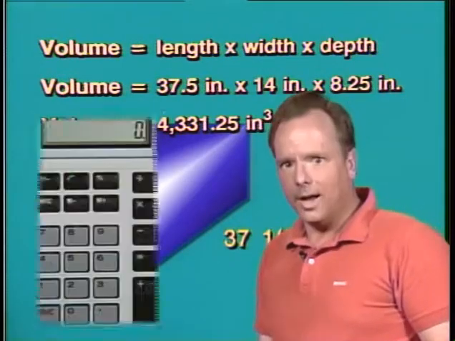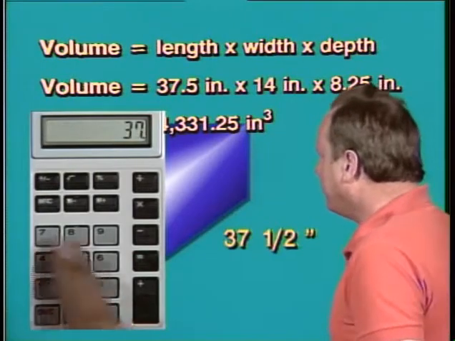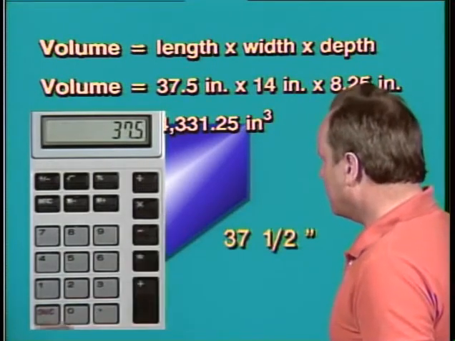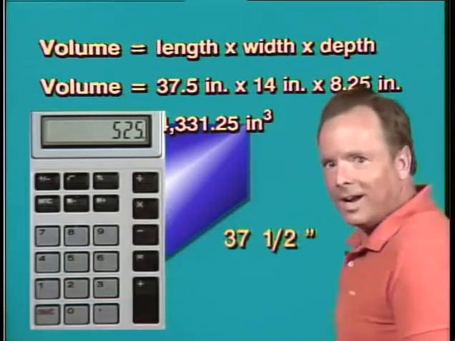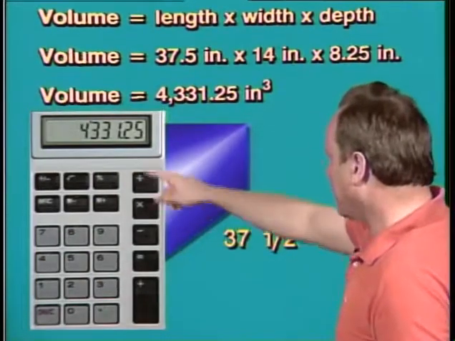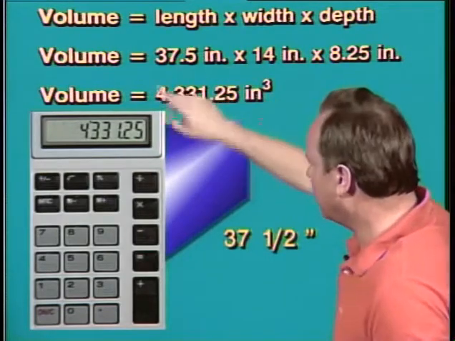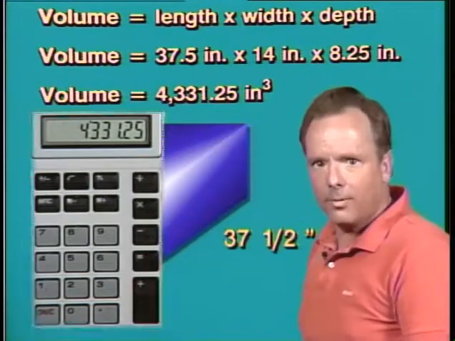All right, now all you have to do is use your electronic calculator. So let's you and I whip out the electronic calculator and do this. 37.5 times 14 times 8.25, and you get 4,331.25 cubic inches, and that's the volume of that particular fuel tank right there.